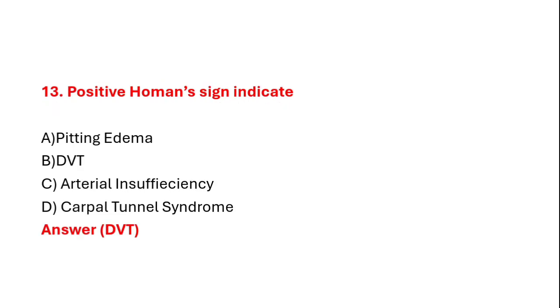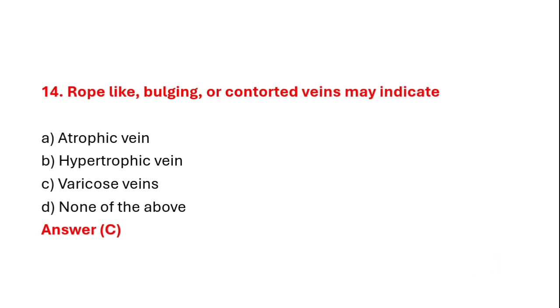Question number 13. Positive Homan sign indicate. Option A, pitting edema. Option B, DVT. Option C, arterial insufficiency. Option D, carpal tunnel syndrome. Correct answer is option B, DVT.